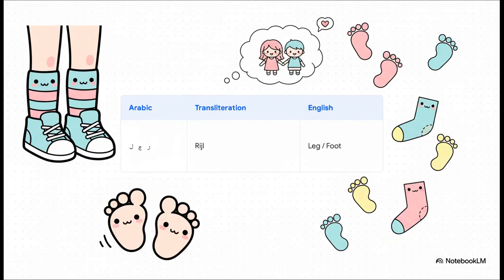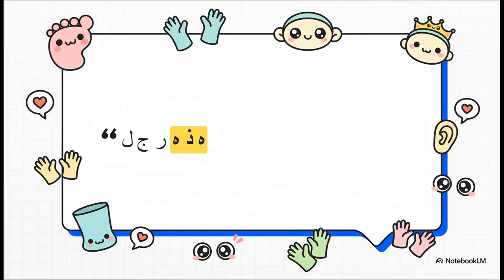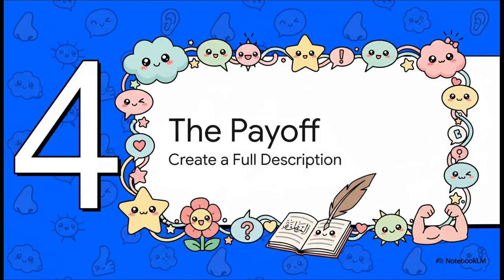Perfect. And it's the exact same idea for leg or foot. The word is rijl. And since legs also come in pairs, guess what? This word is also treated as feminine. So you can literally point to your own foot right now and say hadihi rijl. You've just learned to identify your head, face, eyes, ears, hands, and feet in complete Arabic sentences. I mean, that's incredible. Okay, now for the payoff. This is where we put everything together.